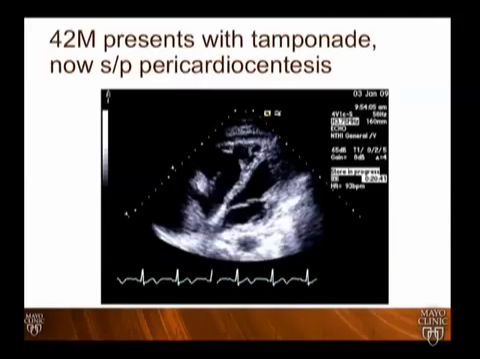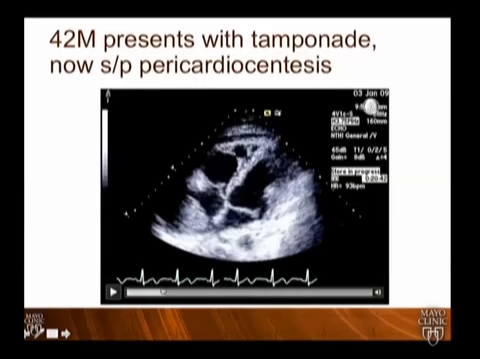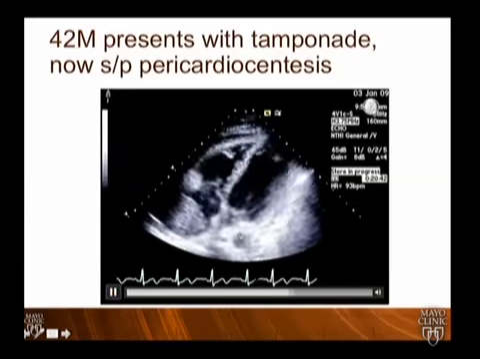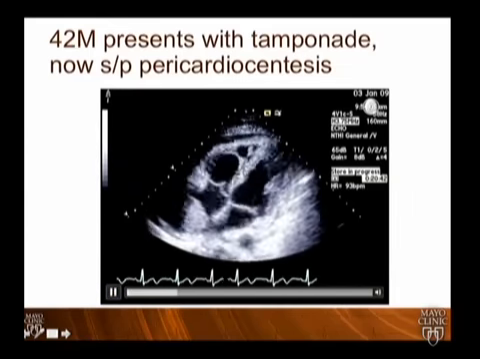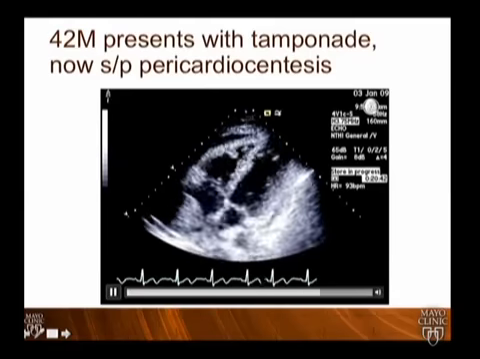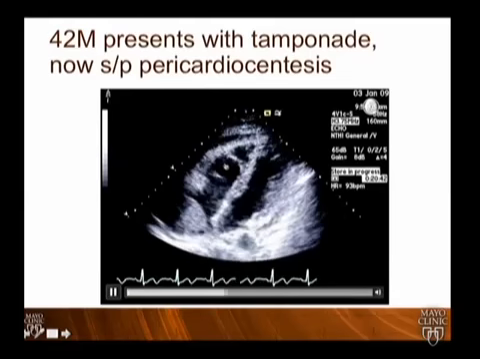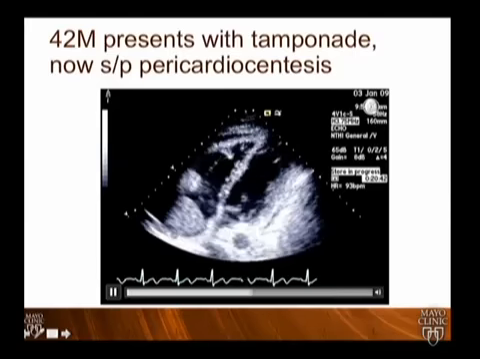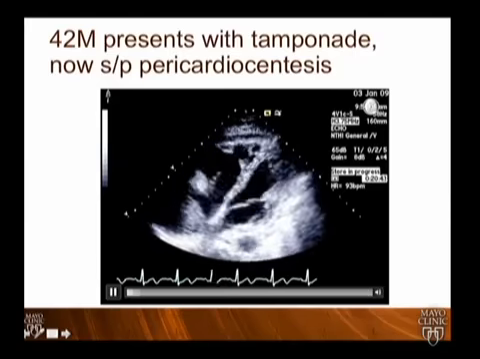So we'll move on. This is a 42-year-old man who presented with tamponade. He underwent pericardiocentesis. The fluid was bloody. And here's his subsequent transthoracic image here. You see there's still a little bit of effusion here. This is the right ventricle. This is the right atrium. Here's the area we're concerned about.